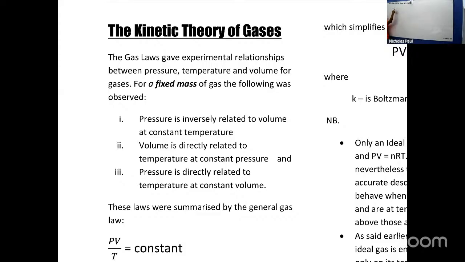The letter here is whatever constant, right? And then from this, you have the general gas law. The general gas law is PV on T is constant. That's okay. This now is when the mass is fixed. Now we're going to alter the mass, right? And whenever you alter the mass, what will happen now?